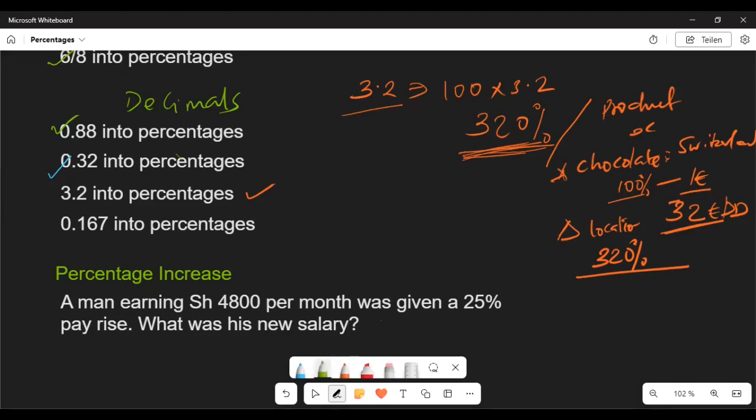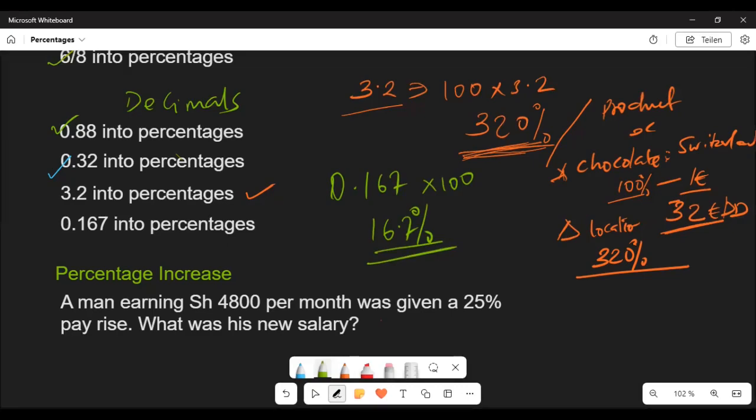So we're going to talk about here 0.167 into percentage. So in this case, again, we have 0.167. So as we did last time, the idea is to multiply that one by 100. When you multiply that one by 100, you're going to have 16.7, and that one is going to be our percentage.